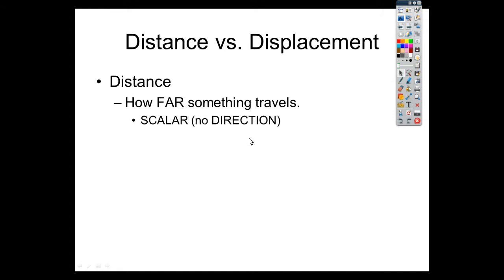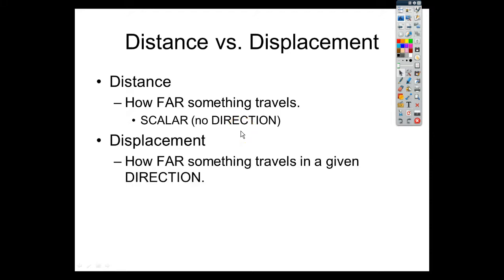It's a scalar, and by the word scalar, we mean that it does not have a direction. So if I go from here to my home in Cicero, it's about 15 miles. On the other hand, displacement is how far something travels in a given direction. So it is a vector, and that means it has direction. And so now I would say that I've traveled 15 miles northeast, and that would give me displacement.